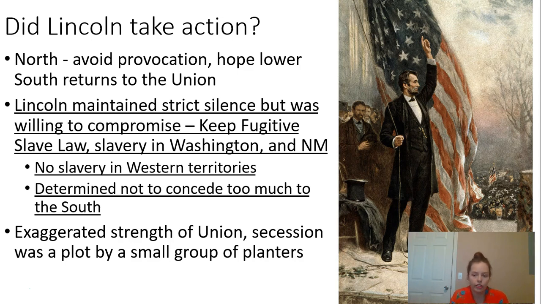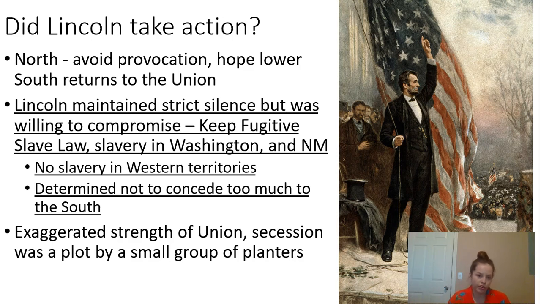Looking into what action Lincoln took. When it came to the North, it was all about avoiding provocation. They didn't want to provoke the South. They really hoped that the lower South would return to the Union. And Lincoln is going to maintain a strict silence, but he would be willing to compromise when it came to keeping the fugitive slave law in action.